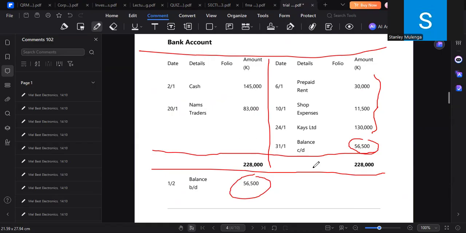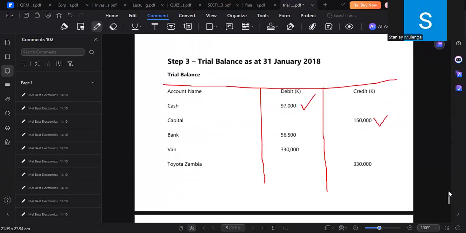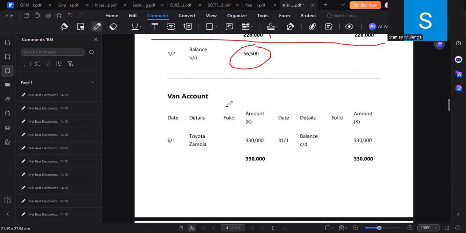Sometimes the bank may also have a credit balance when you have an overdraft. So with this amount, 56,500, you quickly take it to the trial balance here as a debit balance. Then we go to the van account. Okay, we bought a van. So we bought the van by what? From Toyota Zambia on credit.